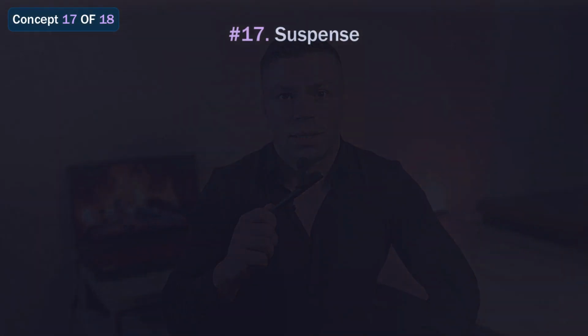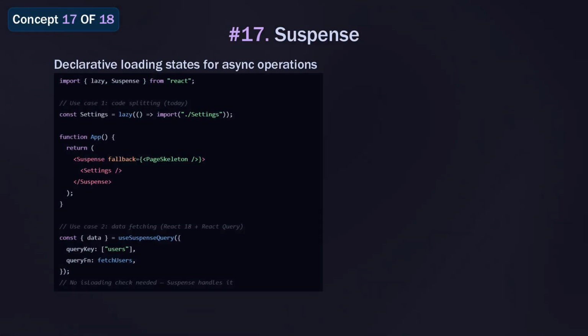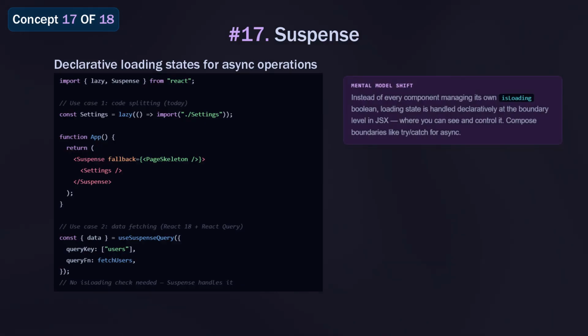Suspense. Suspense is React's mechanism for handling asynchronous operations declaratively in the component tree, letting you specify a fallback UI while some part of the tree is waiting. The most common use today is with React Lazy for code splitting. You wrap a lazily loaded component in a Suspense boundary, and React shows the fallback while the chunk is loading.